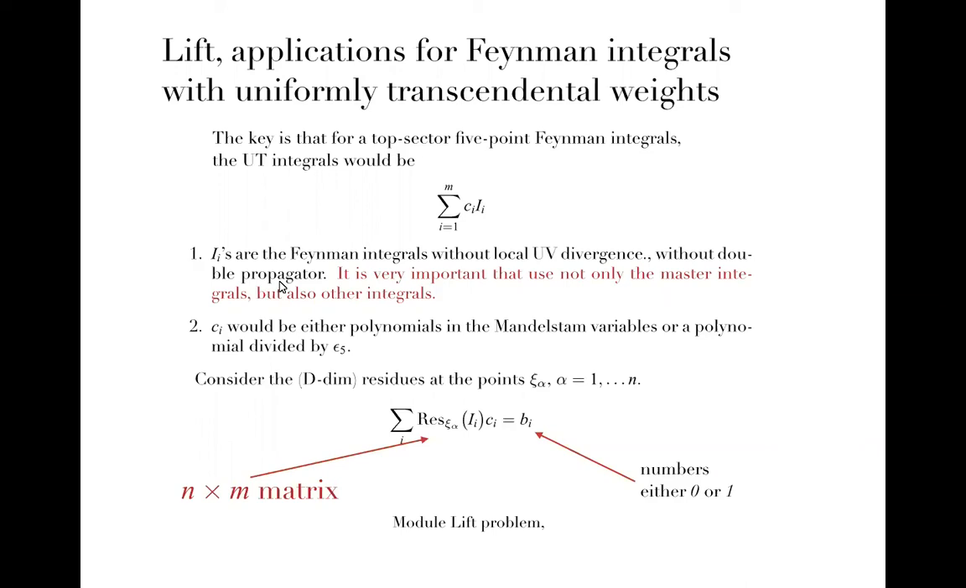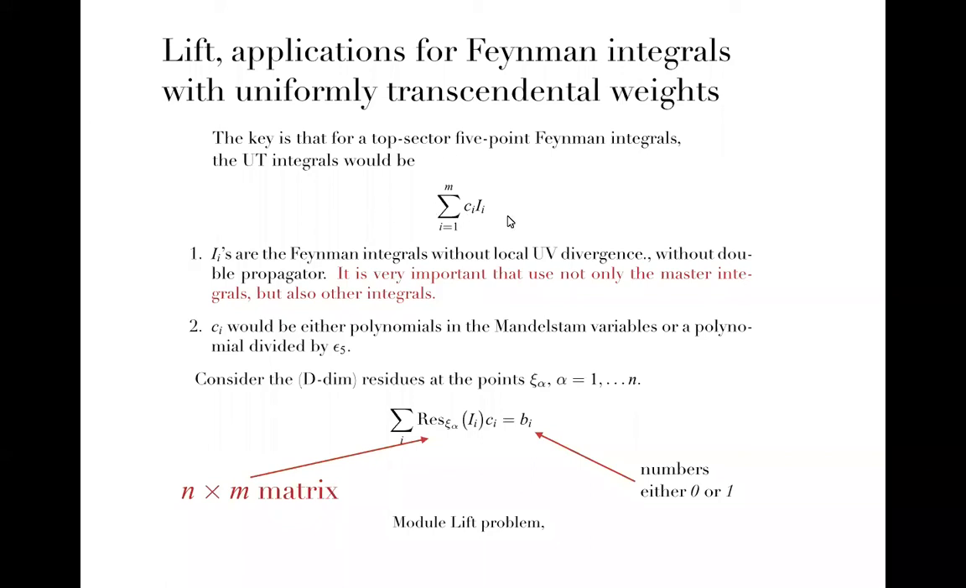So the reason for that is, if you make the basis larger, don't use the master integrals, but add all the possible good Feynman integrals here, then you would find that eventually you get a very simple solution in this kind of CI.